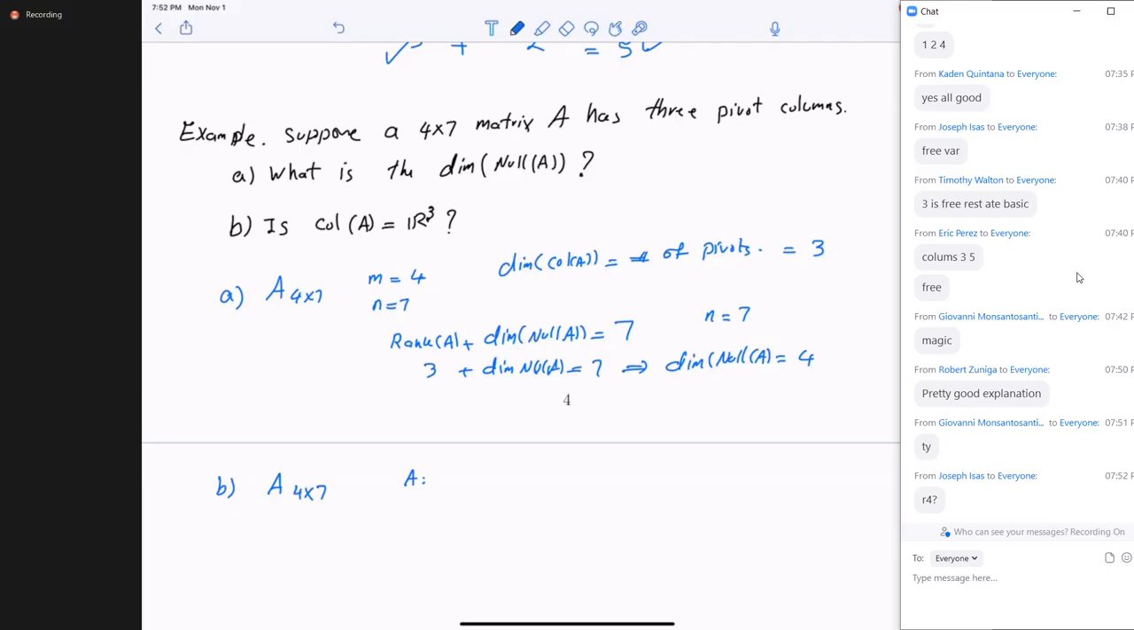Because A can be considered as a map from R7 to R4. So we know that for an m times n matrix, the map goes from Rn to Rm, so from R7 to R4. So the column space of A is a subspace of Rm, but m equals 4, right? So the column space of A is a subspace of R4, not R3. Of course, we have 3 pivots, but it does not say that the column space of A is R3, right? The columns have 4 entries, all right. Okay.